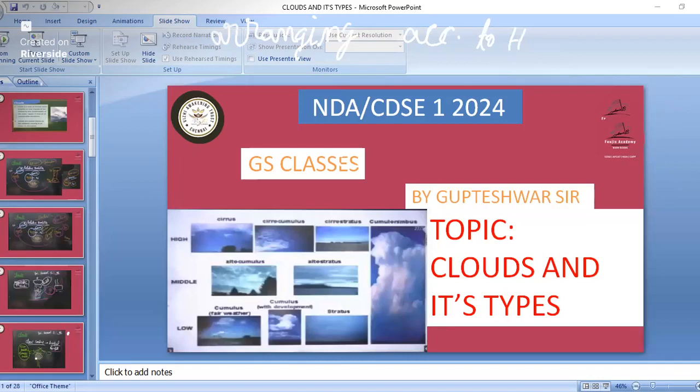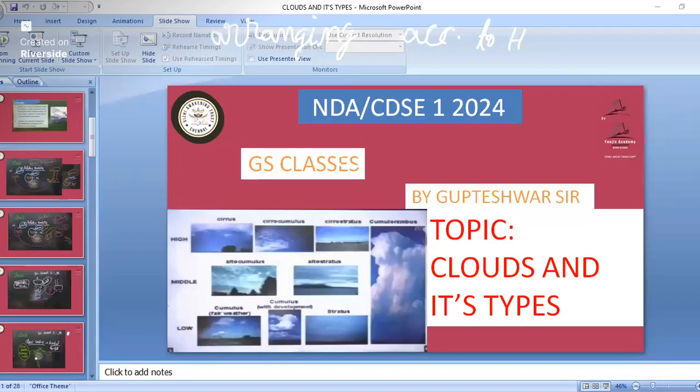So see, in the high clouds we have the cirrus, cirrostratus, cirrocumulus. Then in the middle we have the alto. So cirrus means high clouds. If cirrus is added, then high clouds. Then alto means middle clouds, and if strato is added it means low clouds. So stratocumulus, then nimbostratus, these are the low clouds. Now we'll see the other part.